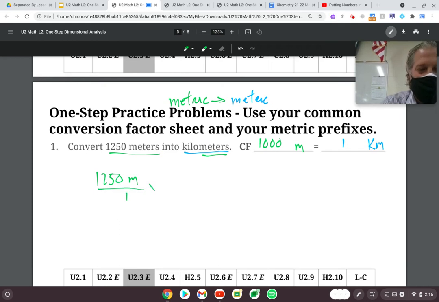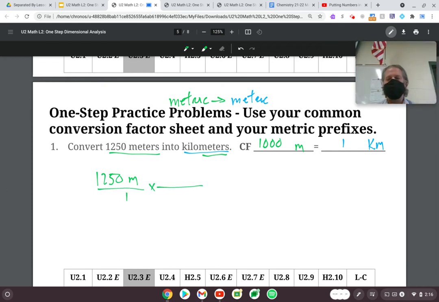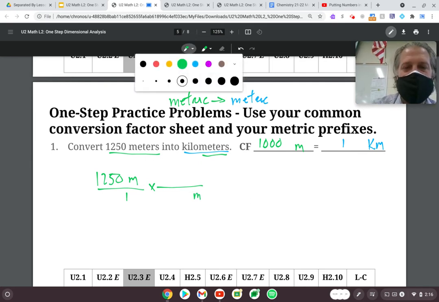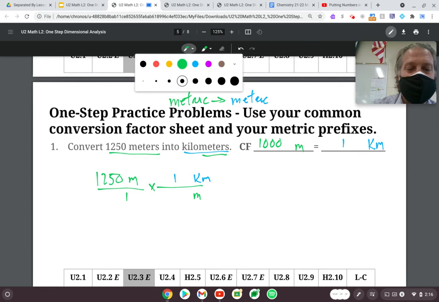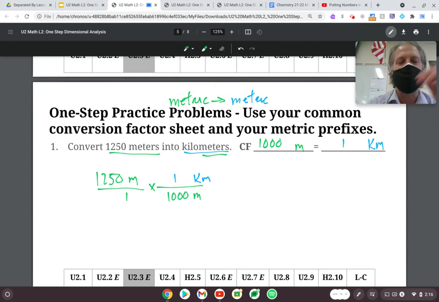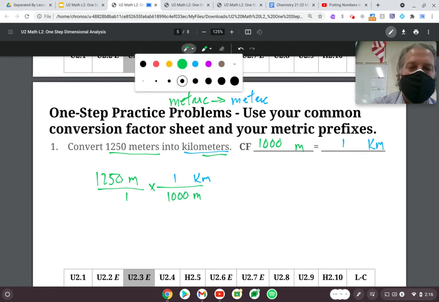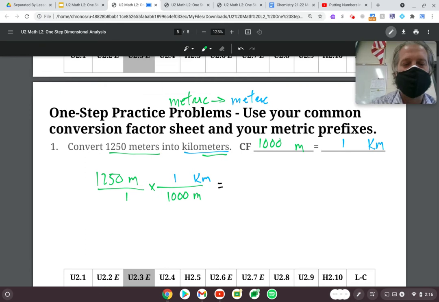And then the next thing I'm going to do is simply take the 1,250 meters, put it over 1, and then set up my relationship so that meters cancels out. So I'm going to put the unit of meters on the bottom and the unit of kilometers on the top. And then I'm just going to fill in my values. And since I have already identified that 1 kilometer is equal to 1,000 meters, I'm now going to go ahead and multiply straight across. So what I see is that I get 1,250 over 1,000.